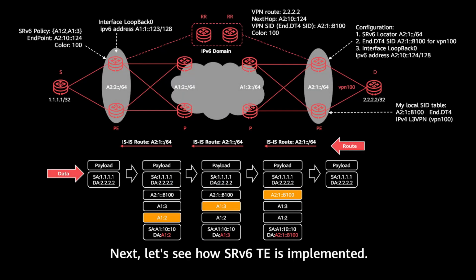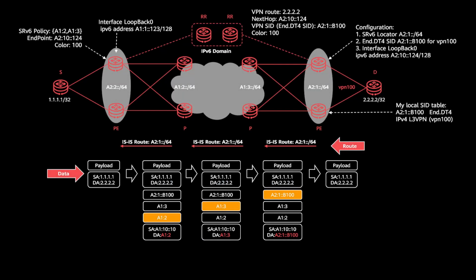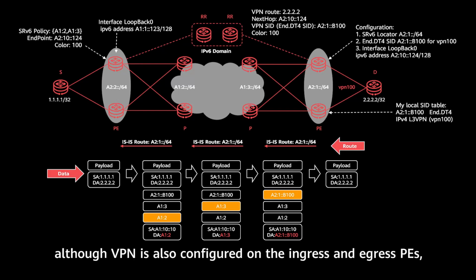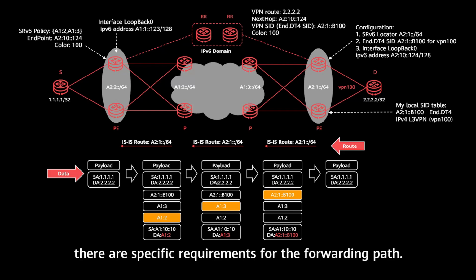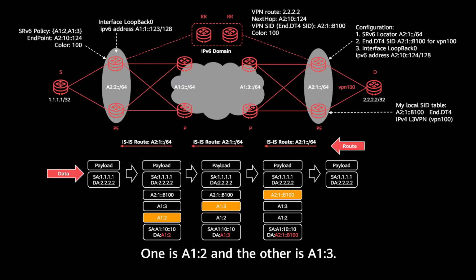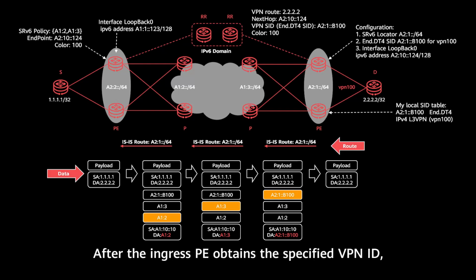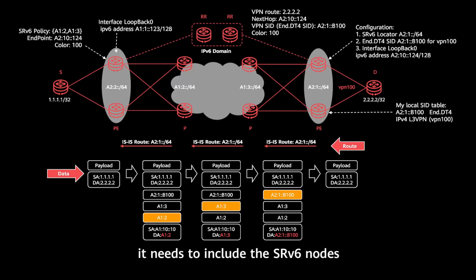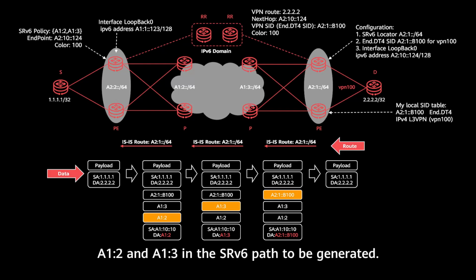Next, let's see how SRv6 TE is implemented. In this example, although VPN is also configured on the ingress and egress PEs, there are specific requirements for the forwarding path. Assume that a packet needs to traverse two specified nodes. One is A1::2 and the other is A1::3. After the ingress PE obtains the specified VPN ID, it needs to include the SRv6 nodes A1::2 and A1::3 in the SRv6 path to be generated.